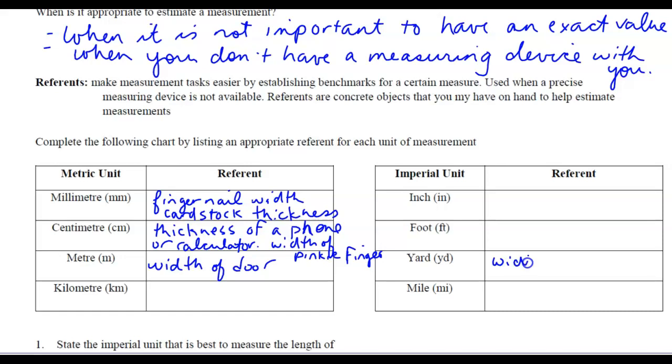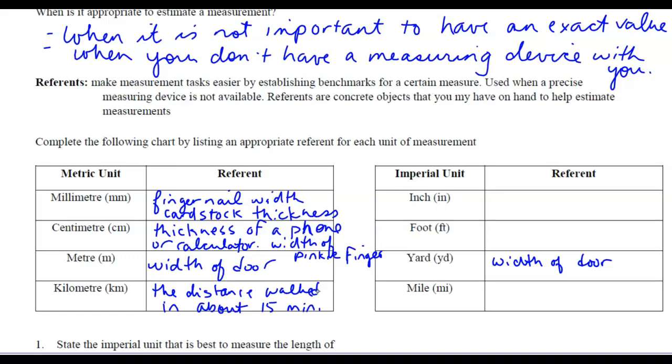So I'm going to put this in both places. Okay. And a kilometer, you can usually walk that. The distance walked, I think, in about 15 minutes or so. It's just a normal walking speed.